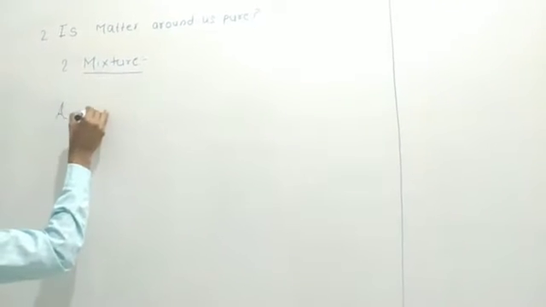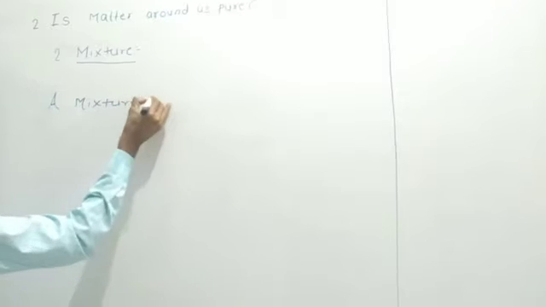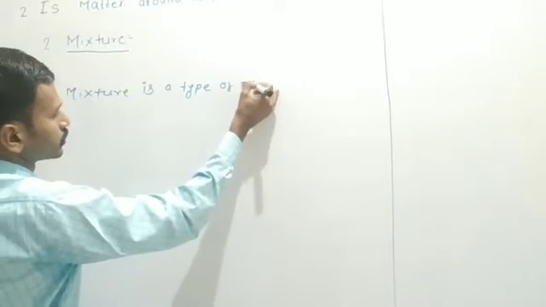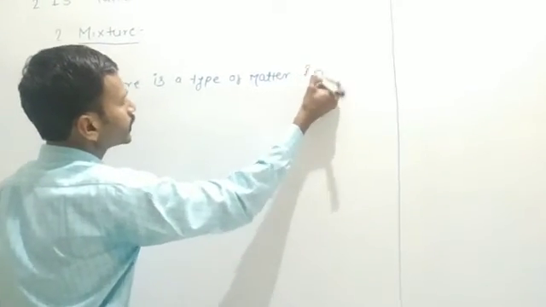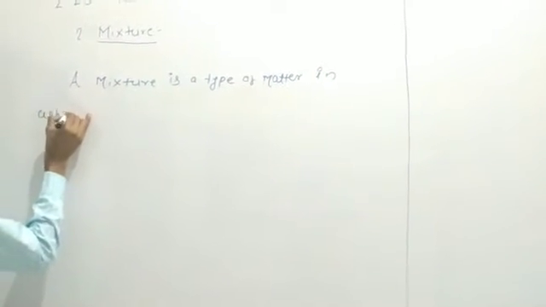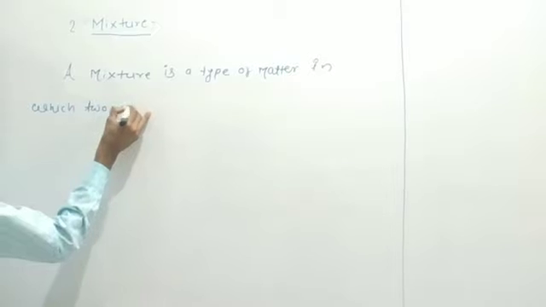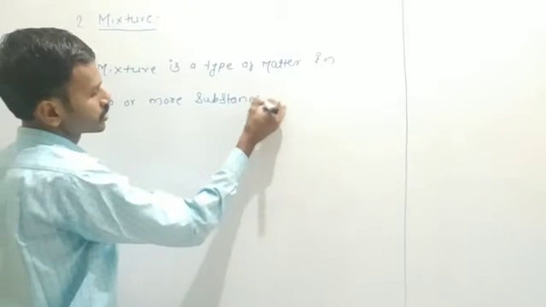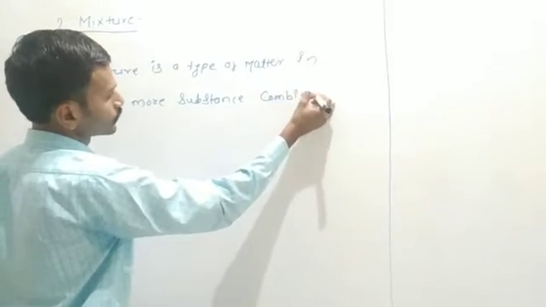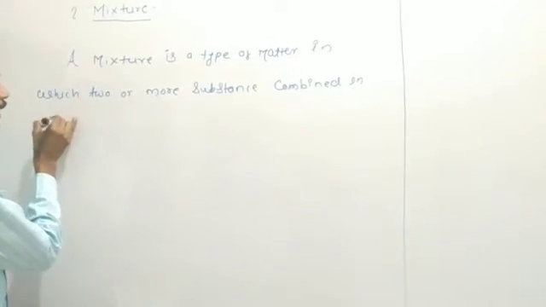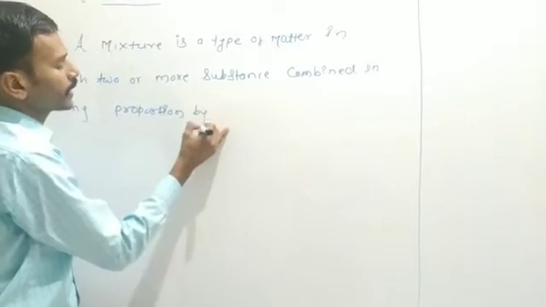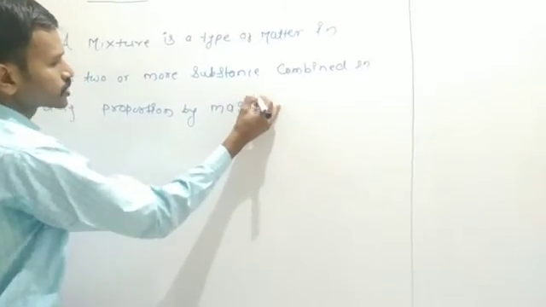So, first of all, the definition: a mixture is a type of matter in which two or more substances are combined in any proportion by mass. This is the definition of the mixture.